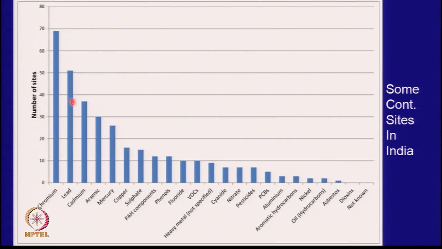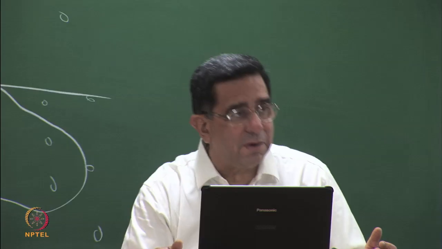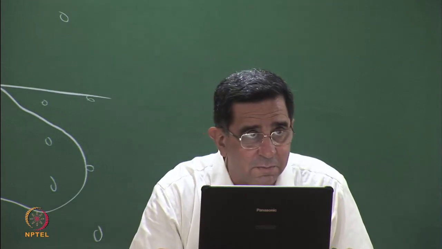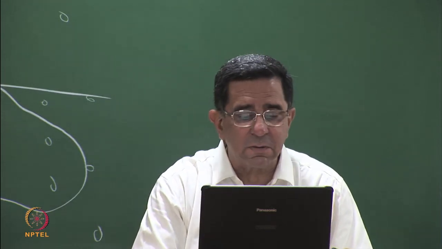70 sites have chromium, 50 have excessive lead, some have excessive cadmium, arsenic, mercury, and so on and so forth, fluorides, VOCs, heavy metals not specified, pesticides, PCBs, nickel, asbestos, and so on and so forth. So these are 300 probable contaminated sites in India. The list is ever expanding, and some of these will become contaminated after detailed studies, and some of them will be classified as not contaminated because they are below the background levels.